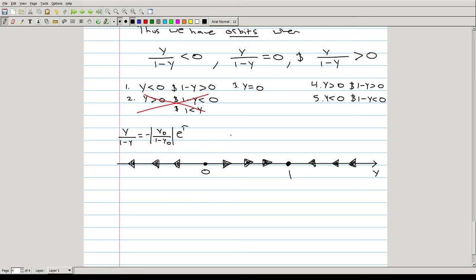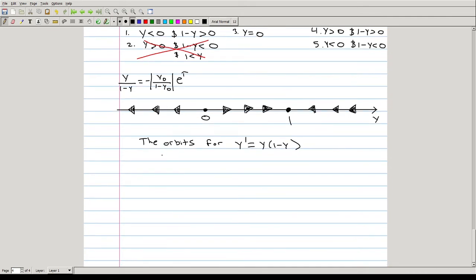And so the orbits for this ordinary differential equation are the set from negative infinity to 0, the set containing 0, the interval from 0 to 1, the set containing 1, and the set from 1 to positive infinity. So we actually have 5 orbits for this ODE.